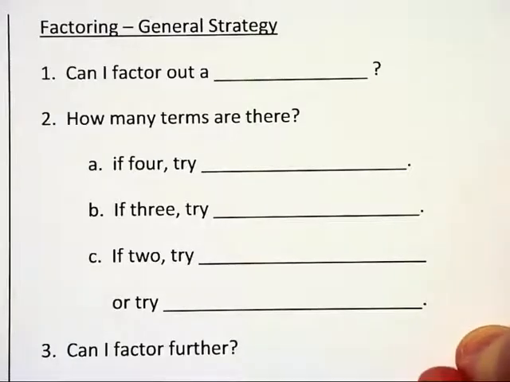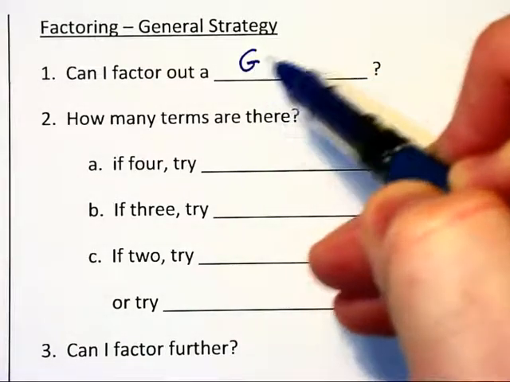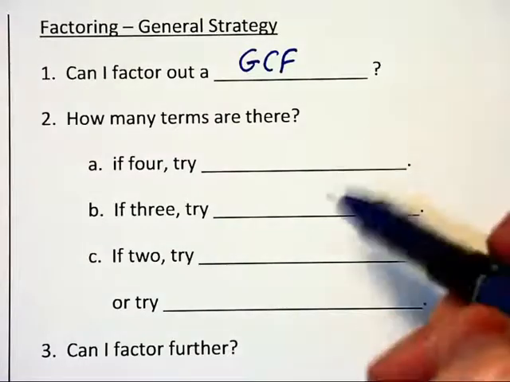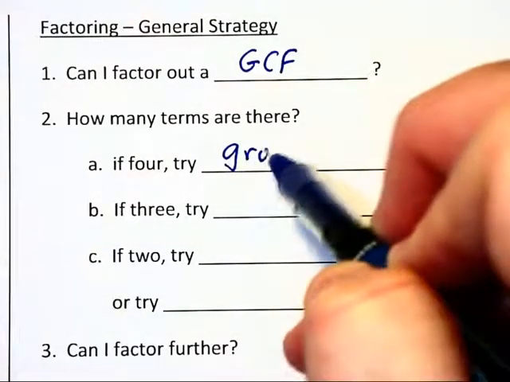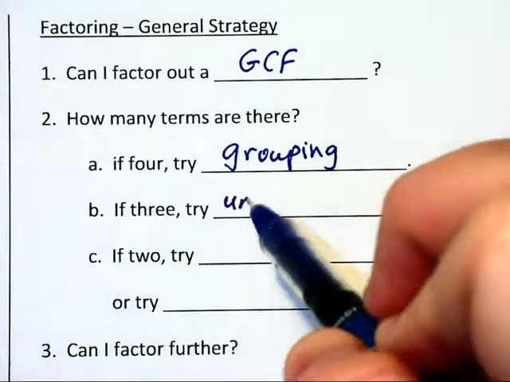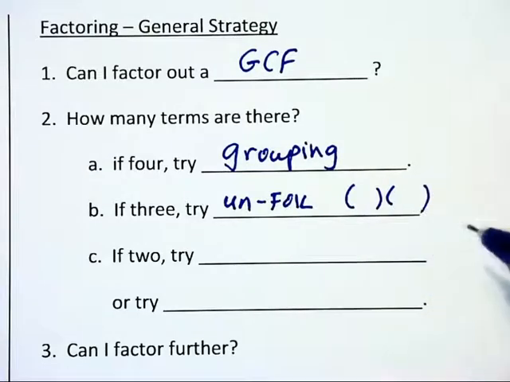In general, when you are factoring, you want to go through these steps right here. First ask, can I factor out a GCF? Then you will count how many terms there are, and if there are 4, you will try the grouping method of factoring. If there are 3 terms, you will try unfoiling, or basically breaking it up into 2 different parentheses.